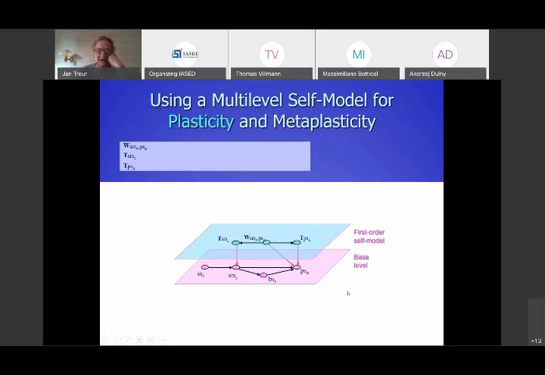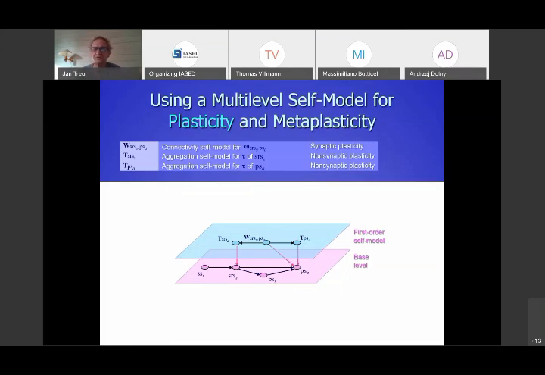So we now have a self model, a first order self model, with these three states. Part of it is a connectivity self model and part is an aggregation self model. So one is for the synaptic plasticity and the other one is not synaptic plasticity.